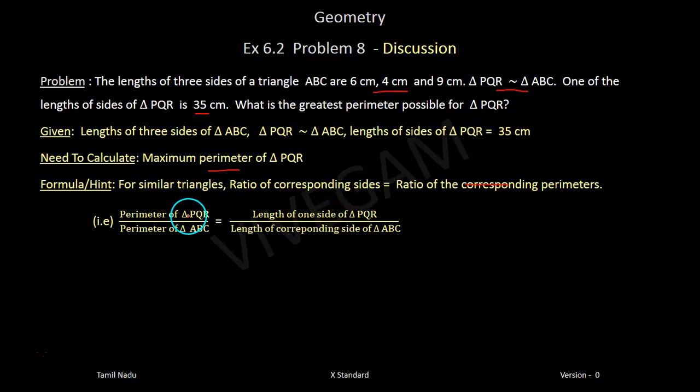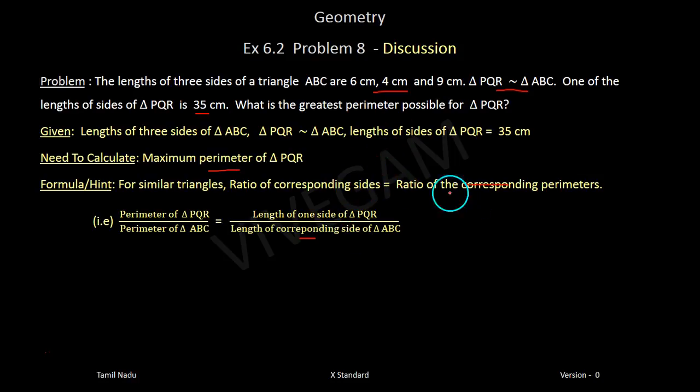Now if you see, we need to calculate this. Do we know the perimeter of triangle ABC? It is not given, but it can be calculated. That is 6 plus 4 plus 9. So perimeter of triangle PQR will be 19 into the length of one side of triangle PQR, which is given as 35 centimeter here, divided by this. This is what we don't know. So the length of the corresponding side.